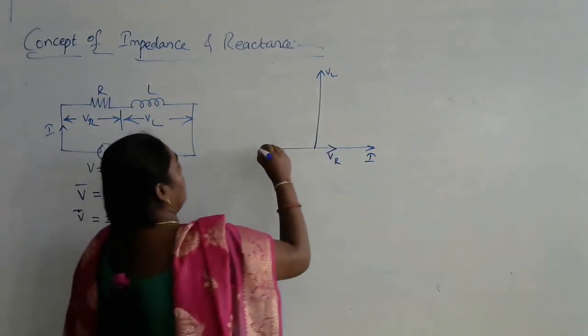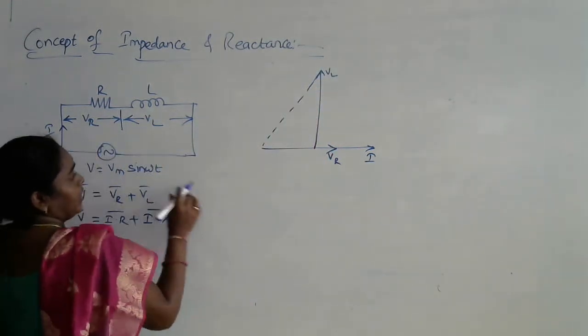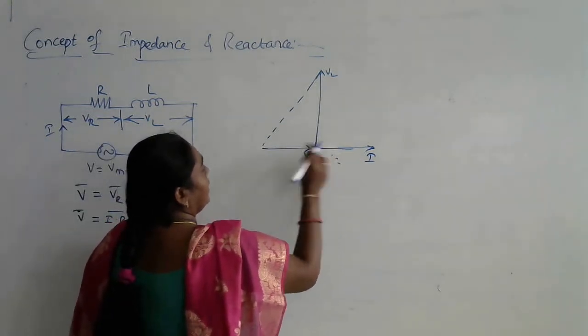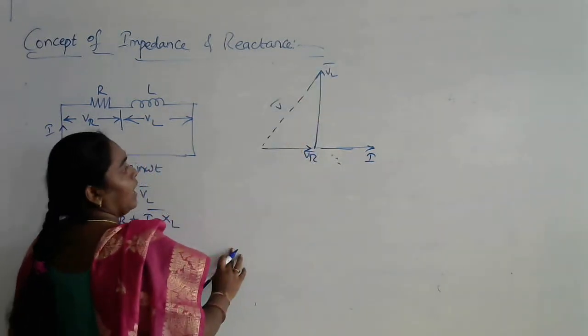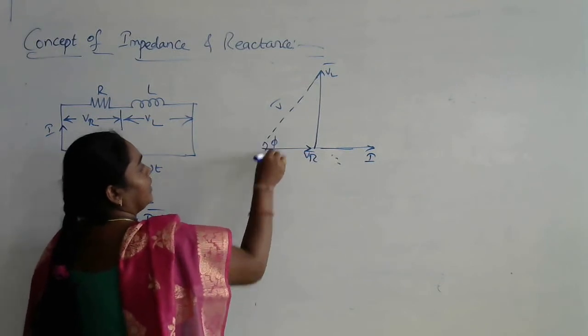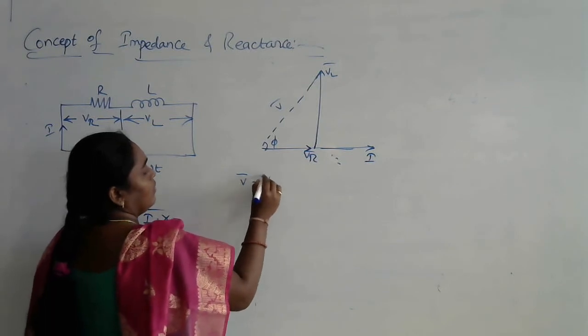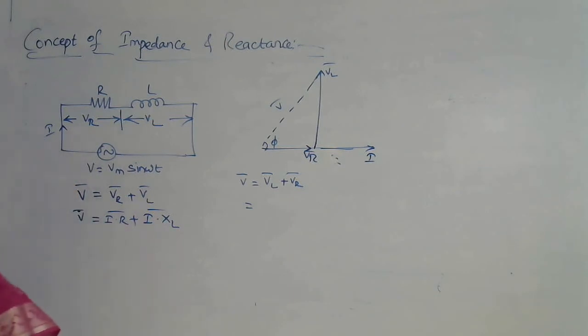As the circuit consists of VL and VR, this is VR and this is VL, so the complete resultant is a vector quantity, which is V. As it makes an angle of phi, we can write V as the vector sum of VL and VR. VL is equivalent to I into XL, and VR is equivalent to I into R.